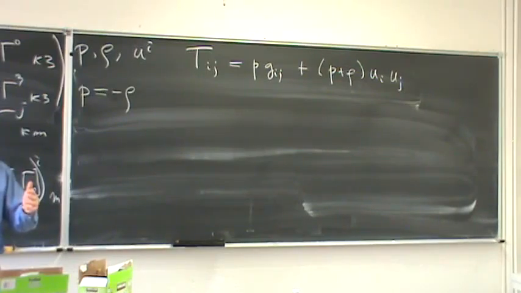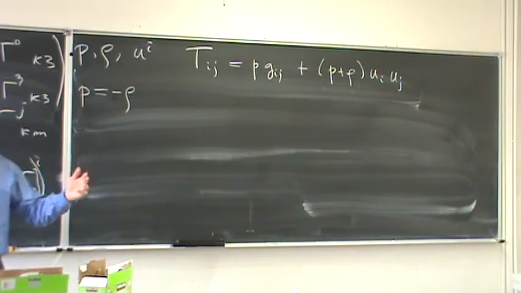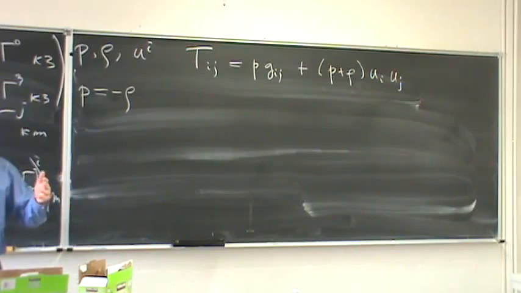And so that's when you have positive pressure. You expand the volume and the energy goes down. If you have potential energy everywhere, expand the box, you get more energy. And so pressure is negative.